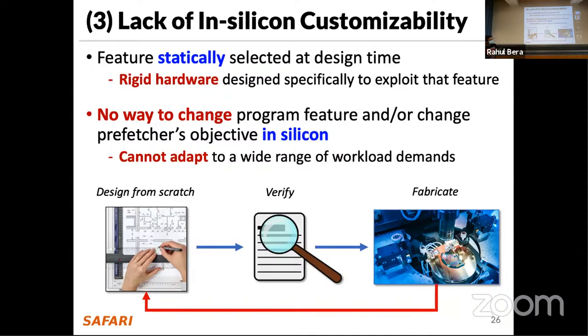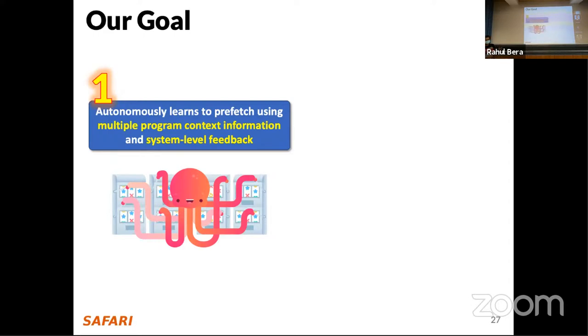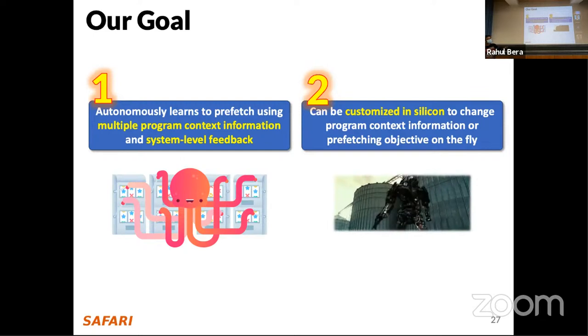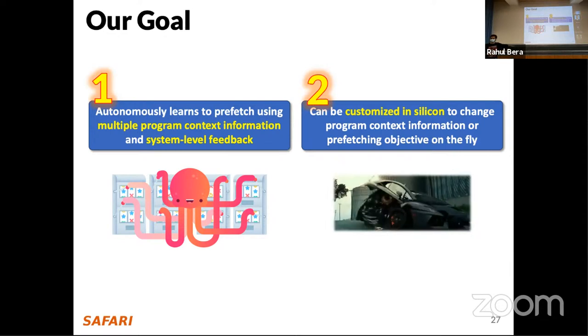So the goal of our work is simple. We want a prefetching framework that can autonomously learn to prefetch from multiple program context information, as well as system-level feedback, like bandwidth utilization or cache pollution, et cetera. And at the same time, it should have some sort of capability to be customized in silicon, even after we designed it and taped it out in the processor. It should be customizable. It should be programmable in some sense. So those two are the design goals for our work.